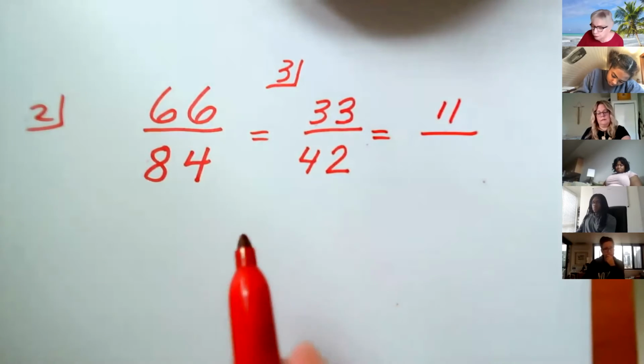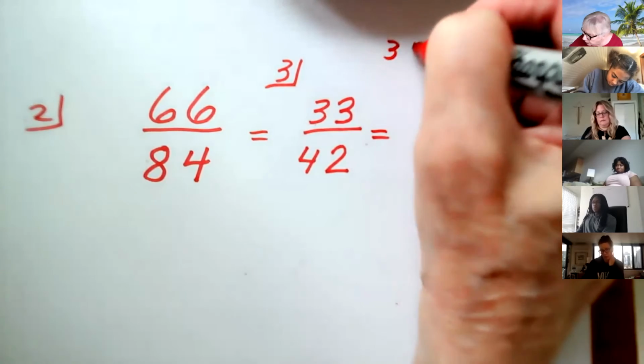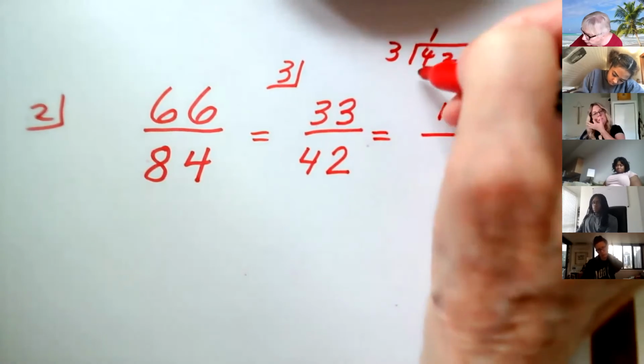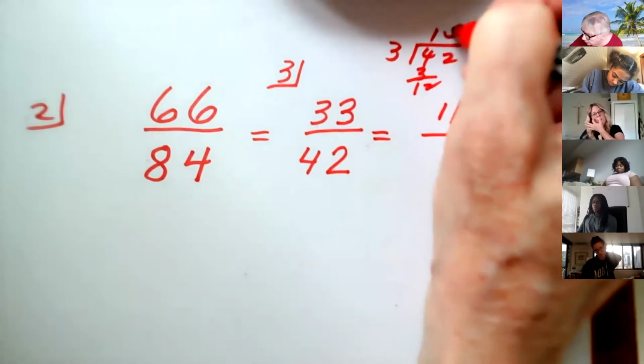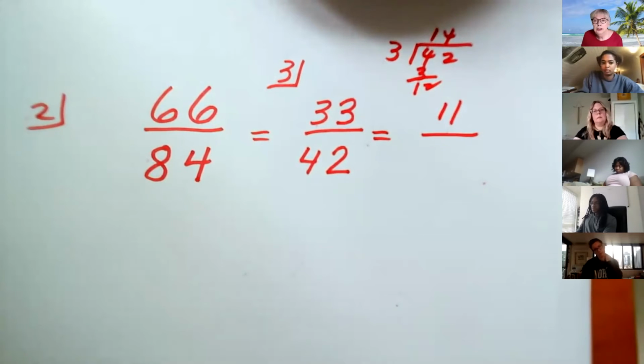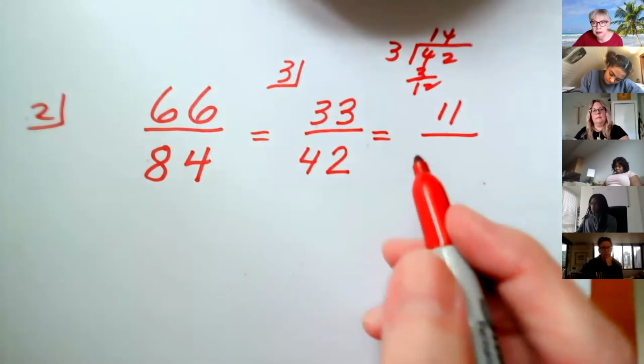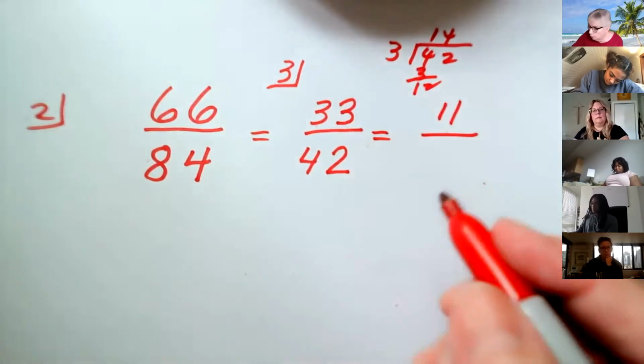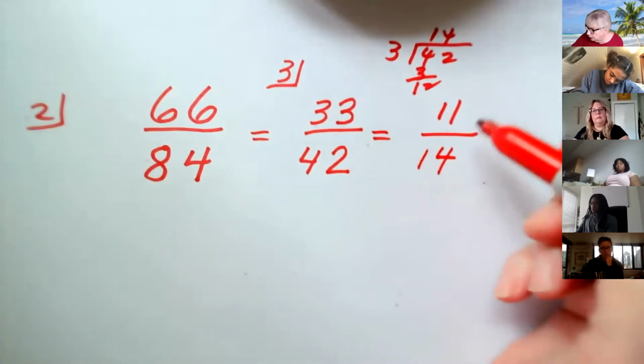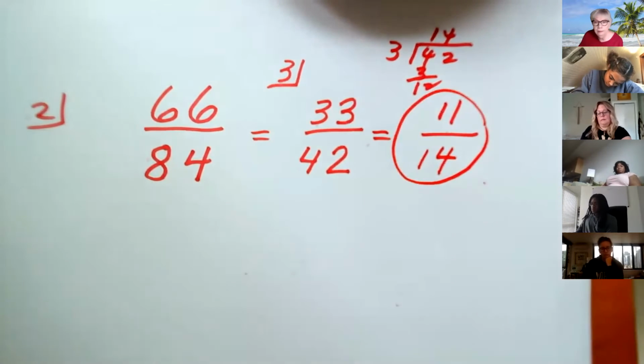And 3 into 42, if you can't do it in your head, do it on the side somewhere, away from the problem so that this doesn't get out of control. 3 into 42 ends up being 14. The question is, is this totally reduced? And the prime numbers will help you see that it is done.